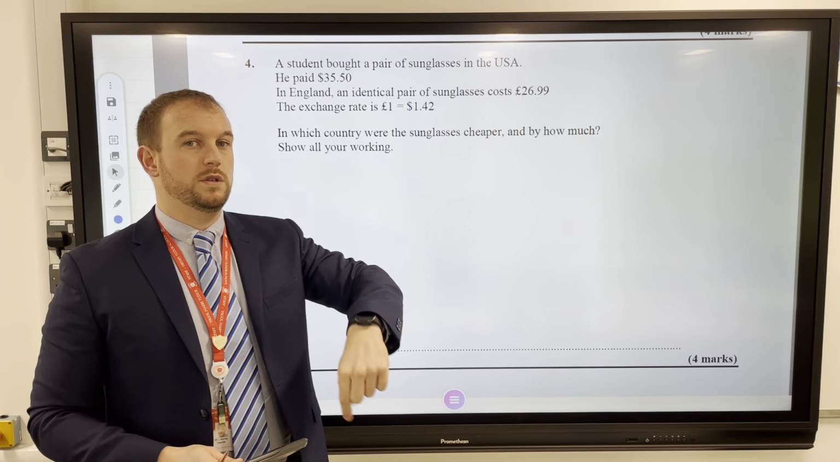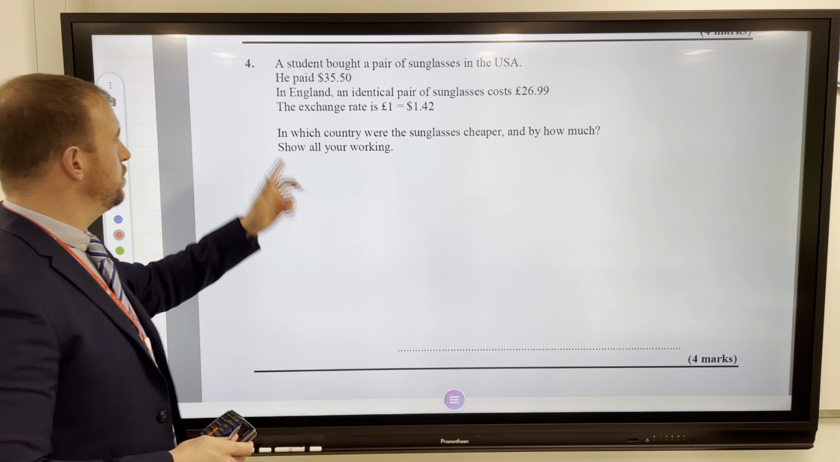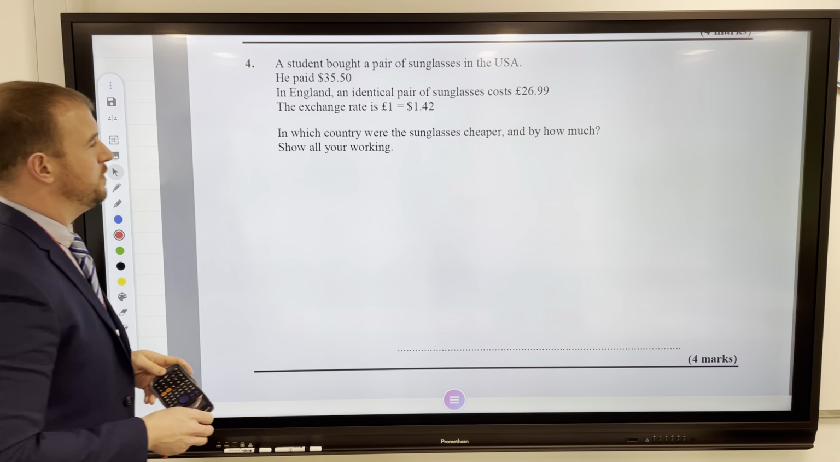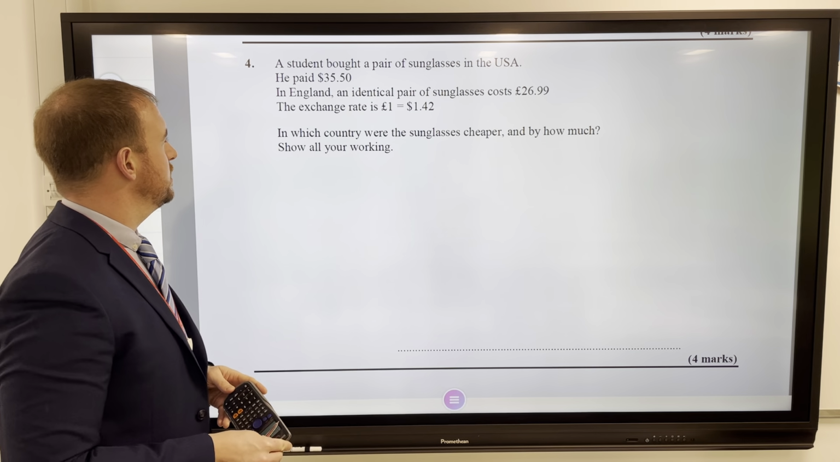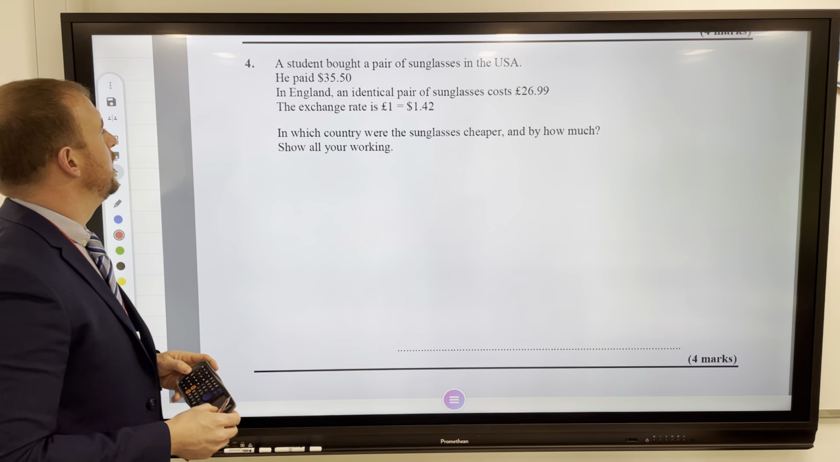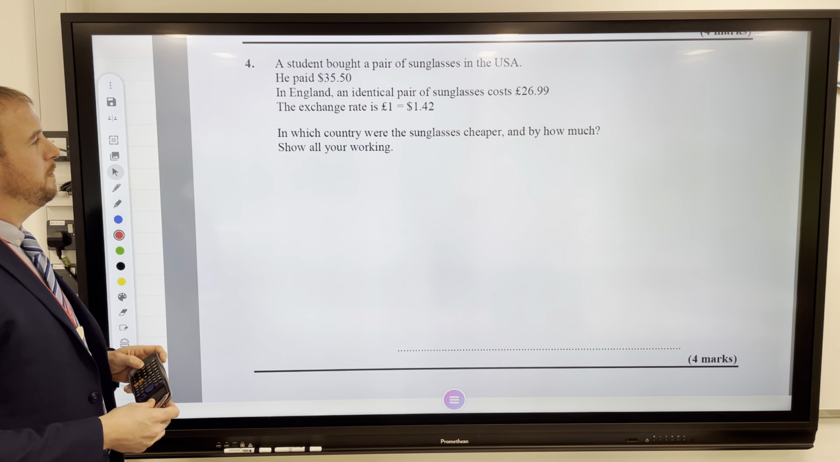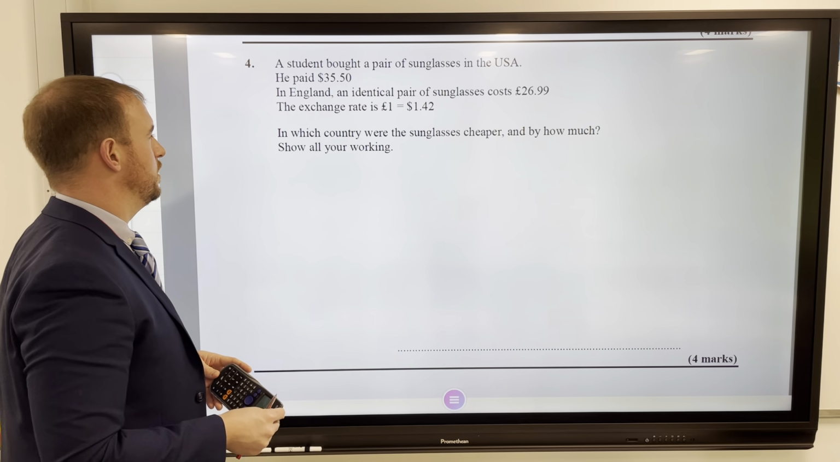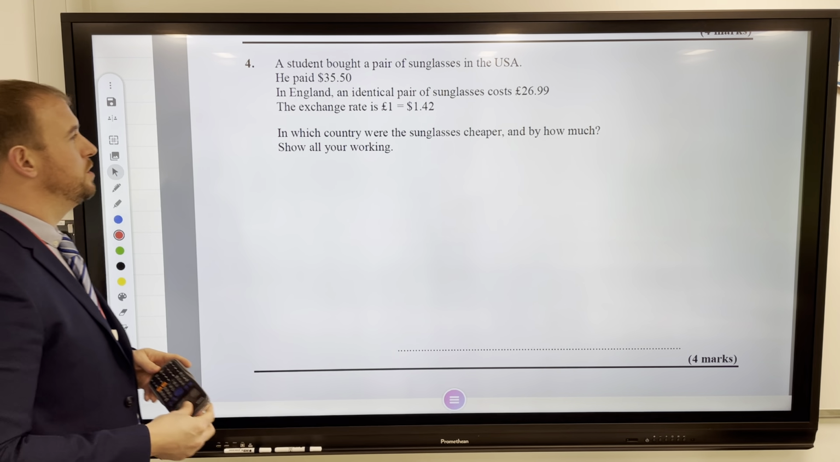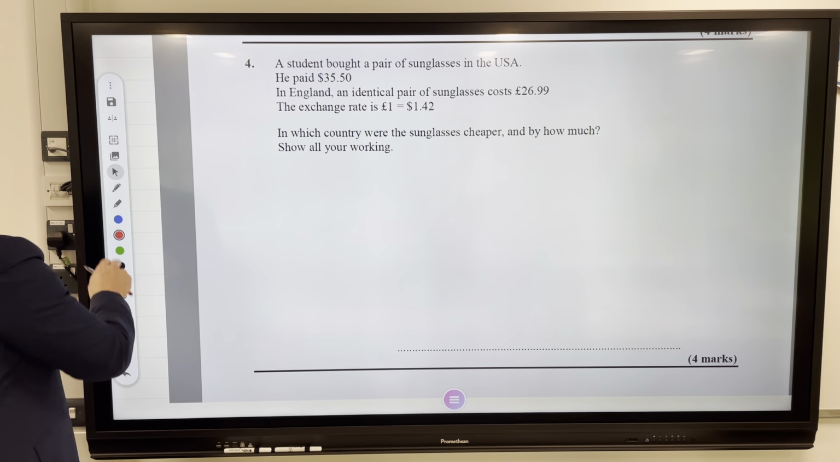Now let's use those in a different context. A student bought a pair of sunglasses in the USA and he paid $35.50. In England, an identical pair of sunglasses cost £26.99p. The exchange rate is £1 to $1.42. In which country were the sunglasses cheaper and by how much? Show all of your workings.